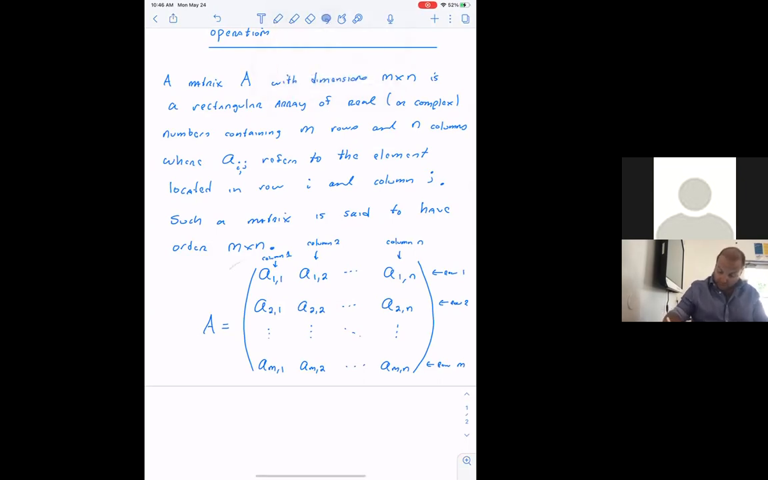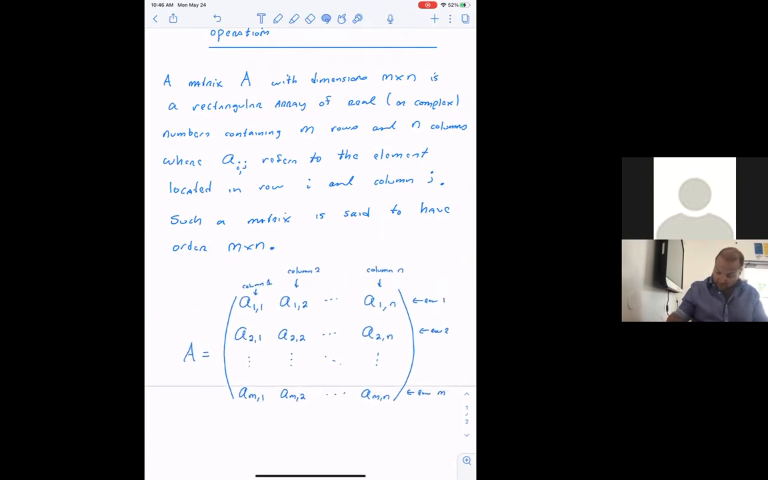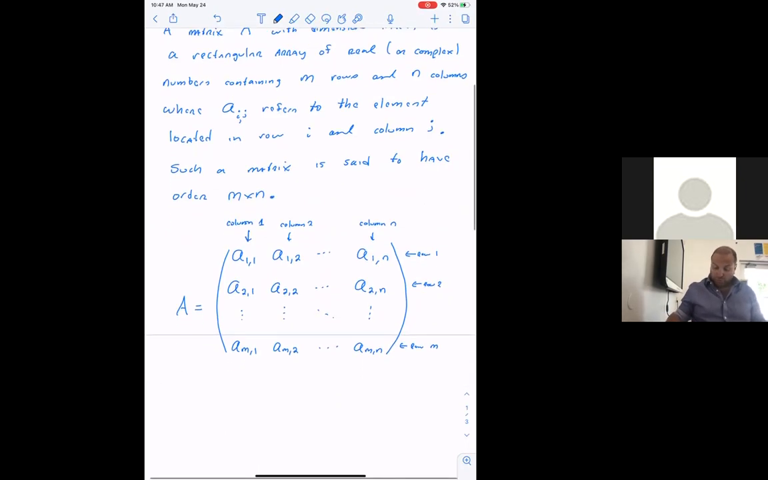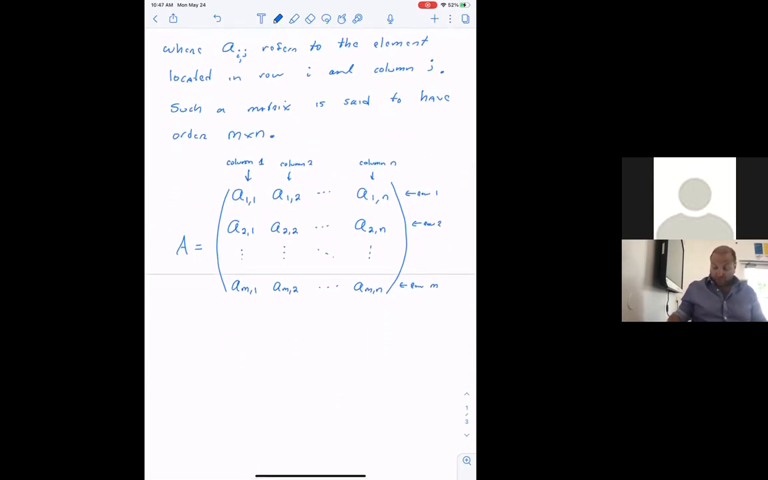Let's move this down a little bit for clarity's sake. So column 1, column 2, all the way through column n for matrix A.